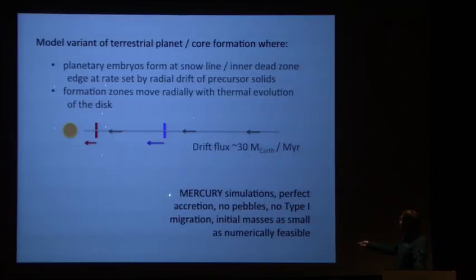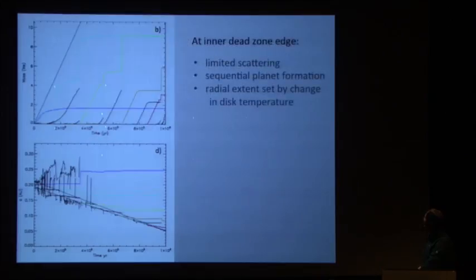It's quite similar to those terrestrial planet formation calculations I showed before. They're done with Mercury, perfect accretion. There's no pebbles or small material which interacts dynamically with the forming objects, and there's no type 1 migration with the gas. And we're considering typically drift fluxes of the order of tens of Earth masses per year of solid material encountering these trapping locations. So what do we get there?